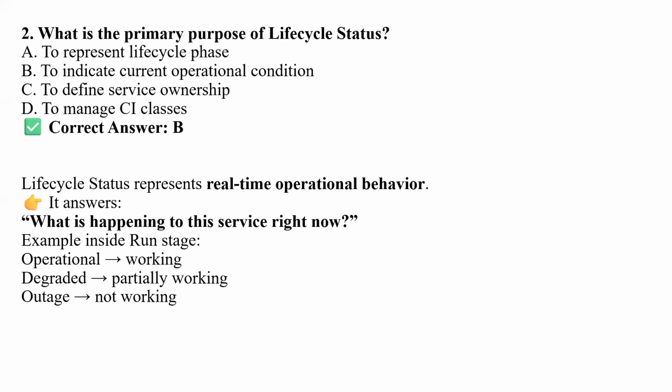Lifecycle status represents real-time operational behavior. It answers what is happening to the service right now. For example, there are 3 statuses: operational, degraded, and outage. Operational means it's working. Degraded means it's partially working, partially not working. And outage means it's completely down. It means it's not working.